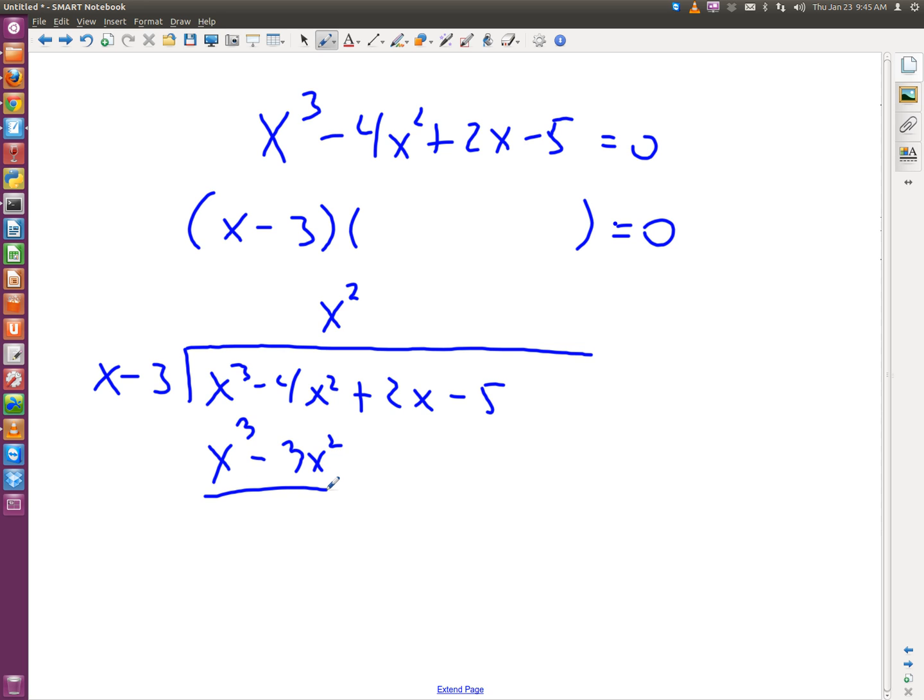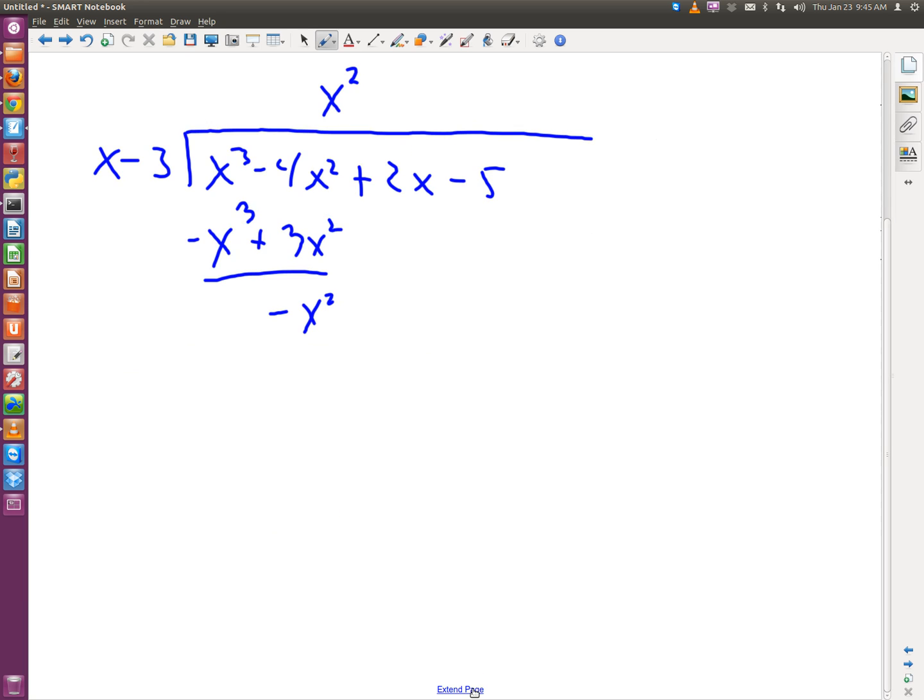How do you subtract? Add the opposite. And you get what's negative. They cancel, right? And what's negative 4x squared plus 3x squared? Negative 4x squared plus 3x squared is negative x squared. All right, now what do you do? Remember, you know how to do long division, don't you? Bring down the next term, because I'm dividing by a binomial. I need a binomial. Okay. And how many times does x go into x squared?